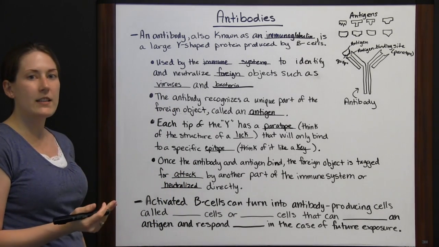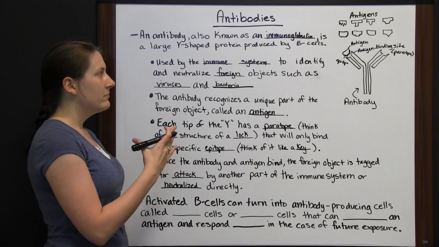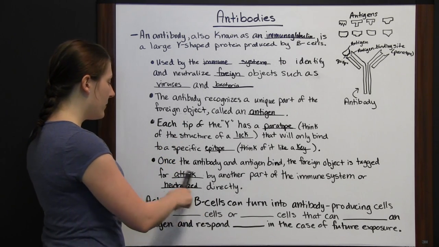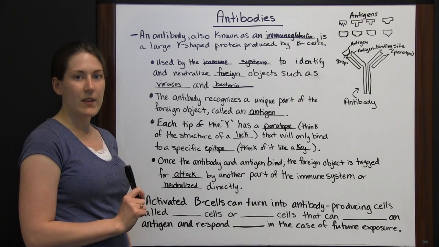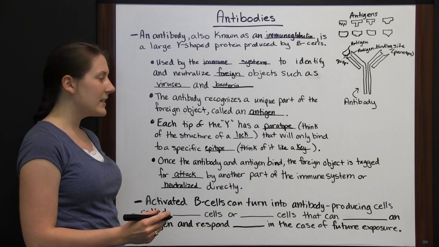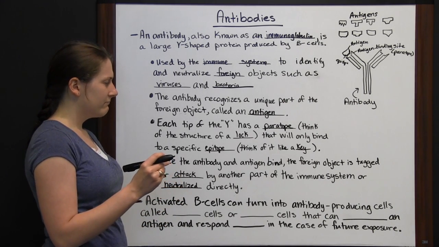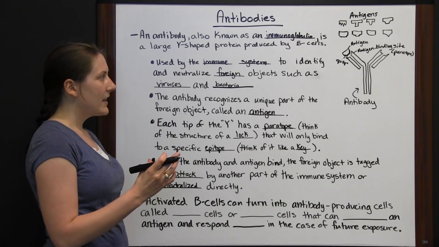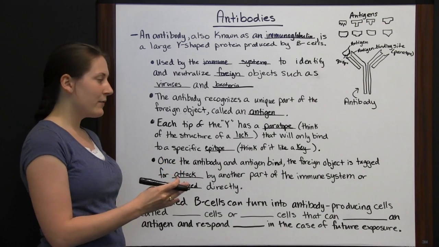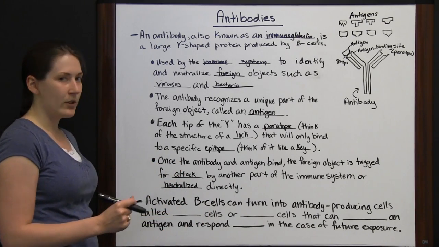There are some antigens, some foreign objects, where if we block the antigen, then that foreign object isn't going to be able to do any more harm in your body. So the antibody can neutralize it directly. But there are other foreign objects that can't be neutralized quite so easily. So instead, something is secreted by the antibody, and it coats the foreign object, and then the foreign object is tagged for attack, and some other part of the immune system steps in and removes the foreign object.